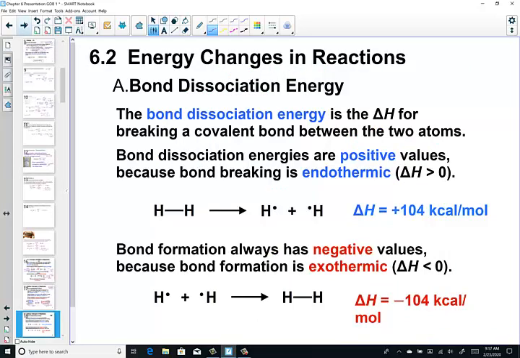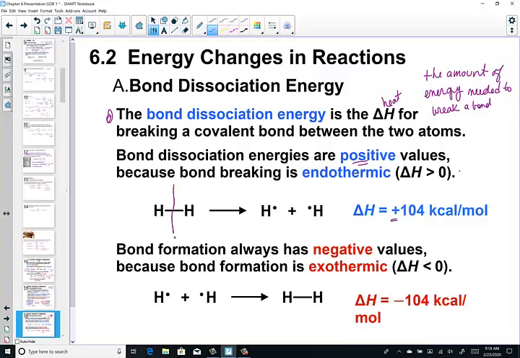The bond dissociation energy, to define the term. Let's write that as saying it's the heat, the delta H is heat, for breaking a covalent bond between two atoms. The bond dissociation energy. How much energy does it take to break a bond? The amount of energy needed to break a bond is known as bond dissociation energy. And remember, to break a bond is always an endothermic process, so it will always be a positive number. Notice that an endothermic process is always a positive number.